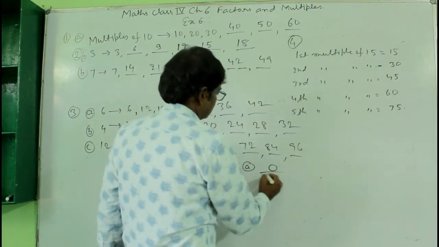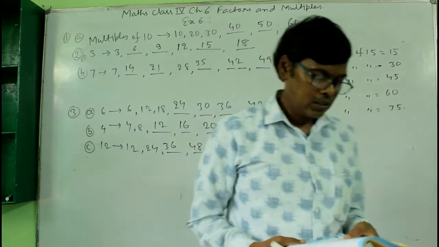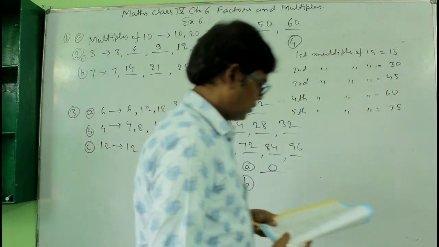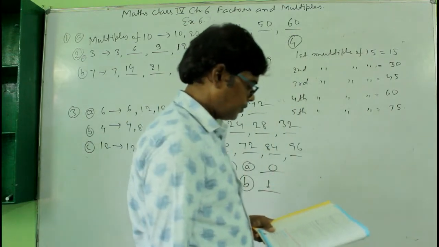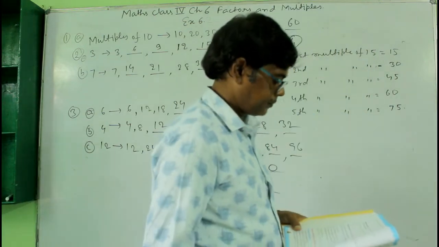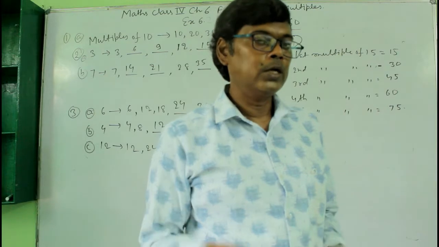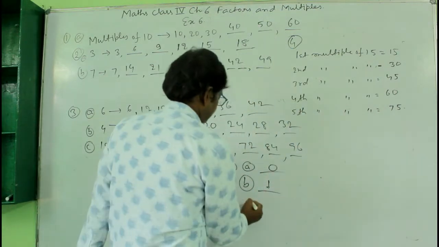Okay. Then question number B. 1 is the multiple of only the number 1. Okay, here the answer is 1. 1 is the multiple of only the number 1. 1 जो है वो सिर्फ 1 का ही मल्टीपल है और किसी का मल्टीपल नहीं है.